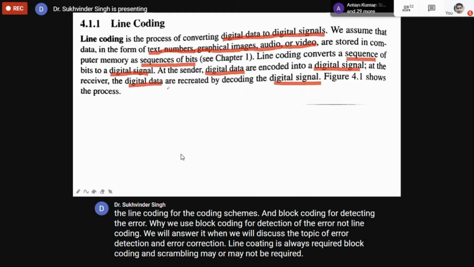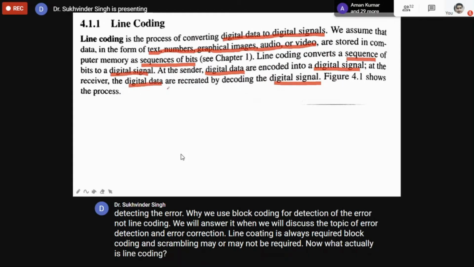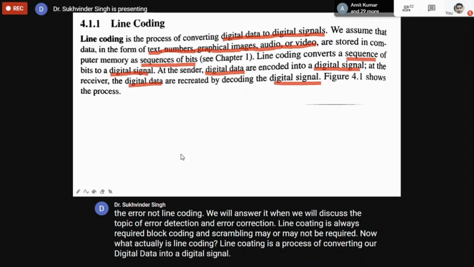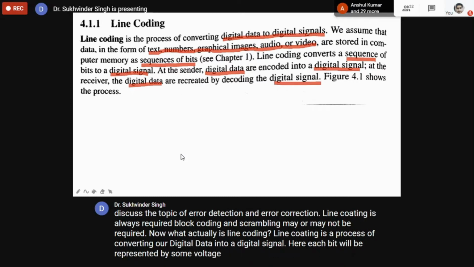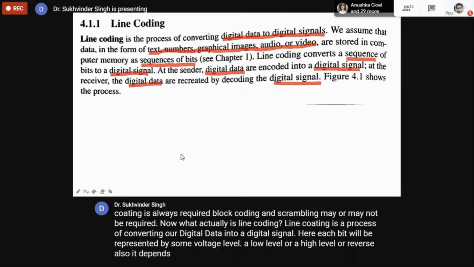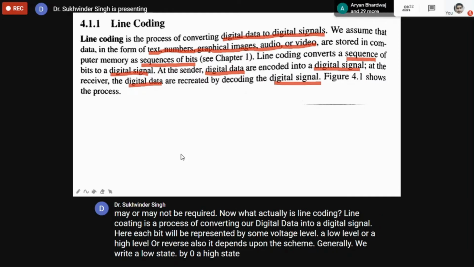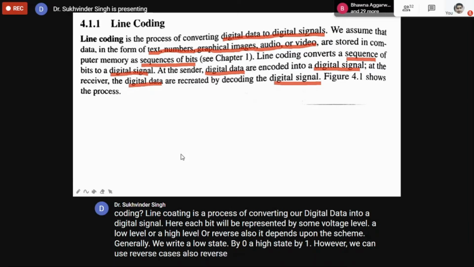Now, what actually is line coding? Line coding is a process of converting our digital data into a digital signal. Here, each bit will be represented by some voltage level, a low level or a high level, or the reverse. It depends upon the scheme. Generally, we write a low state as 0 and a high state as 1. However, we can use reverse cases also; reverse polarity also exists.